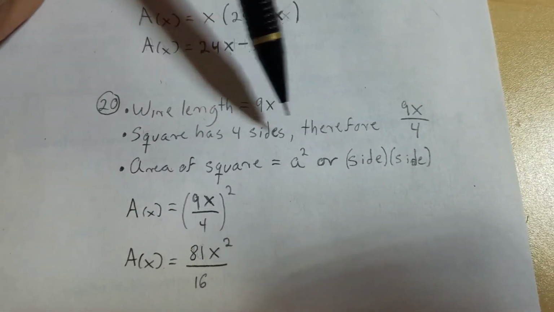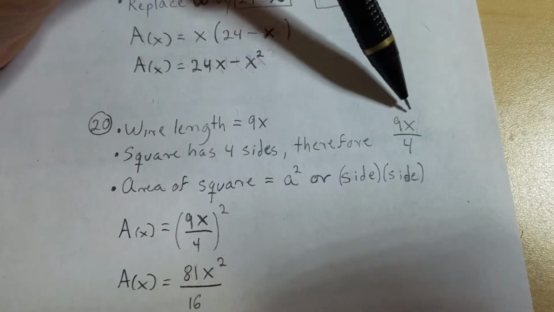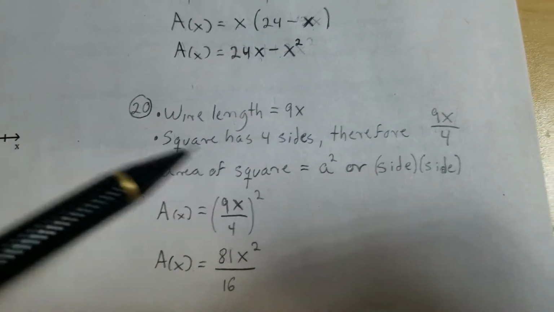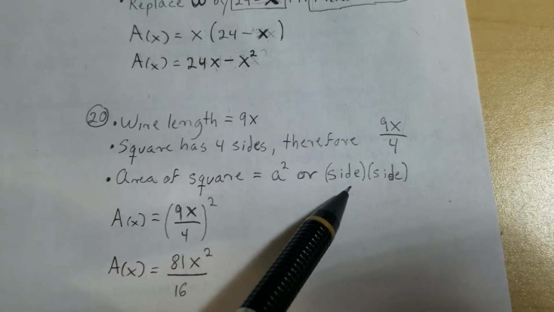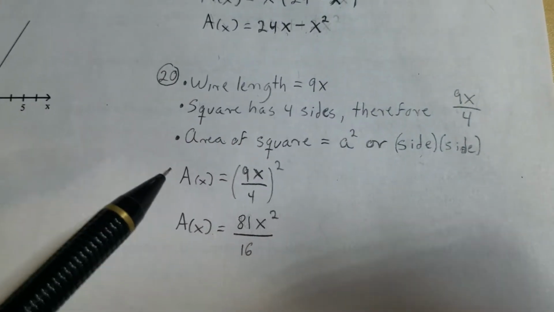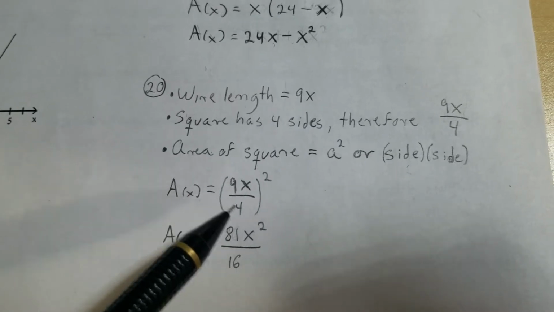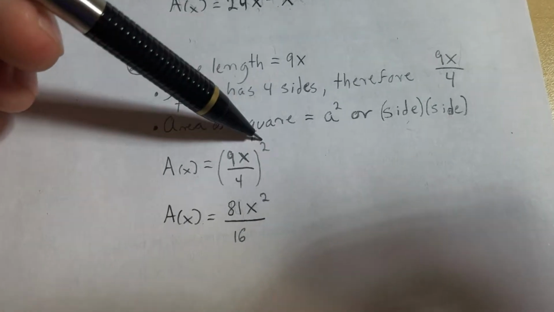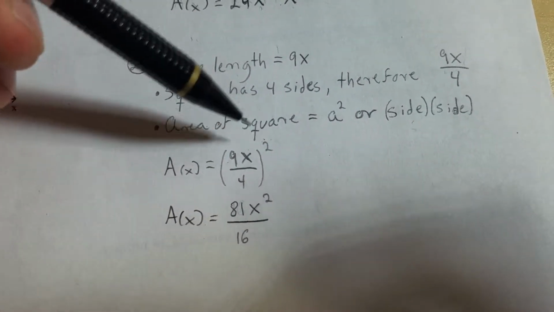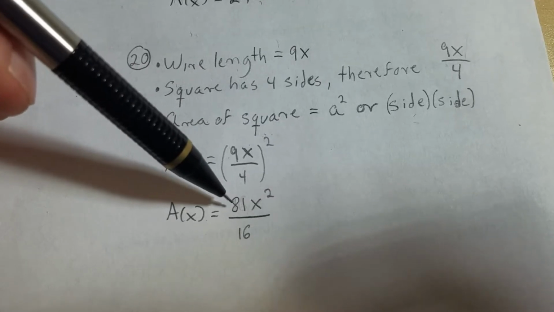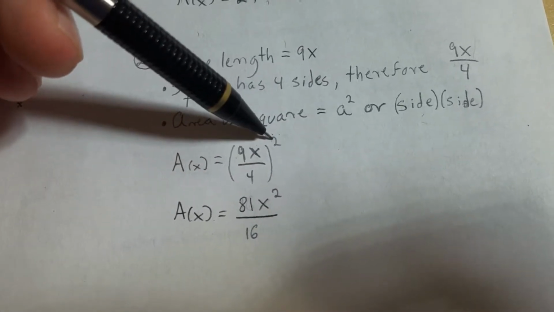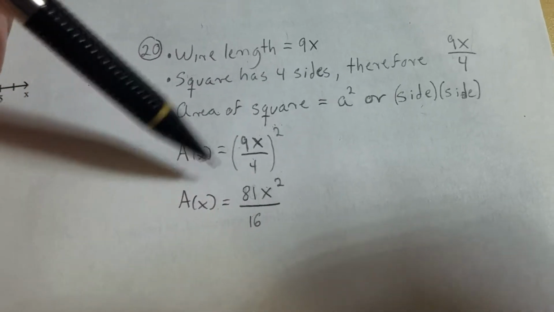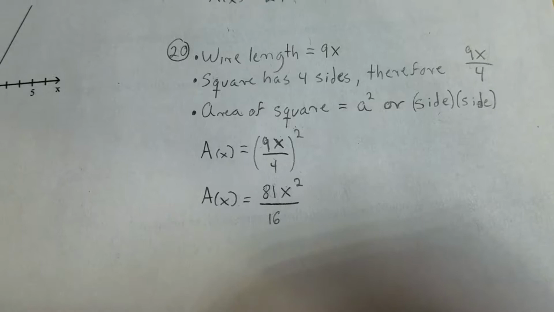So if a square has 4 sides, we're gonna divide that length by 4, and then the formula of the area of the square is a squared, or side times side, which is the same as A of x equals 9x over 4 squared. And when you do that, all you have to do is square every single term that you have. So 9 squared is 81, x squared is x squared, and 4 squared is 16. So that's how you do number 20.